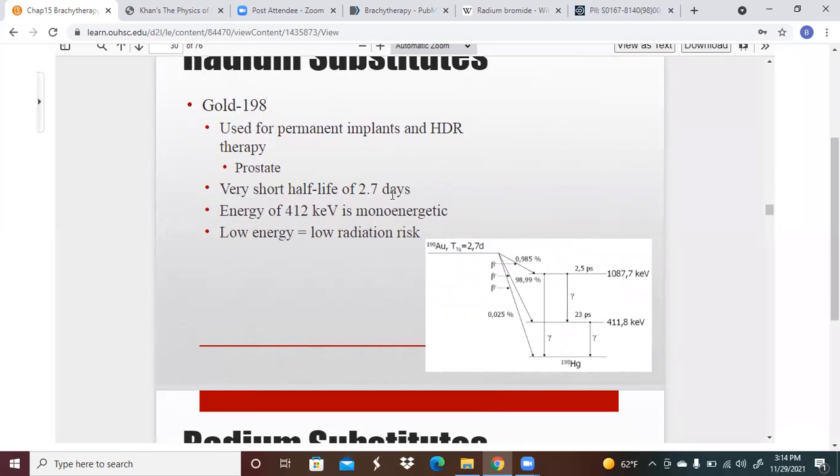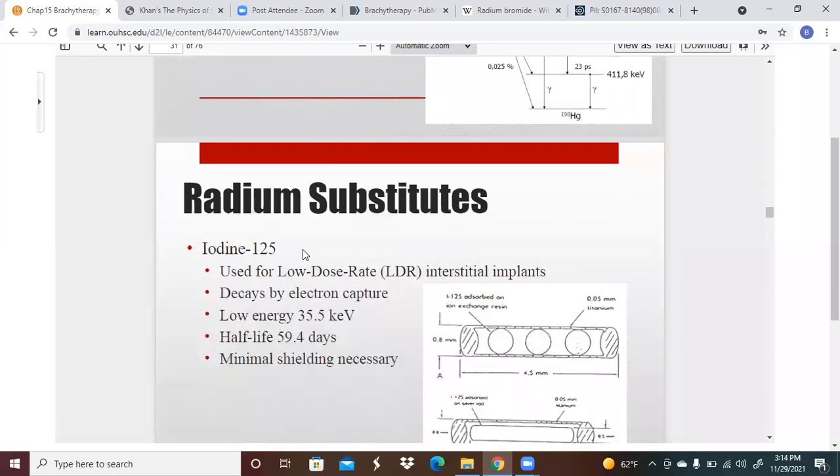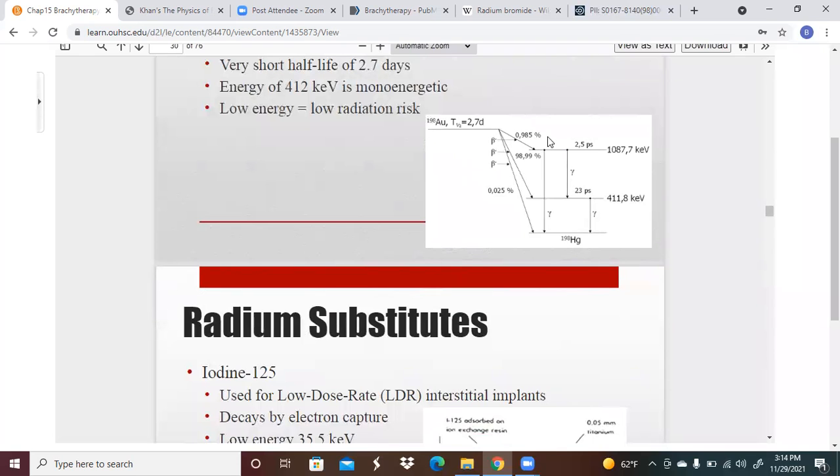Gold-198 is used for permanent implants and HDR therapy, primarily here for the prostate. It has a very short half-life of 2.7 days. Your energy here is monoenergetic, so you've got one low energy, and there's low radiation risk, but it does what you need it to do. And again, you can see the decay scheme here.